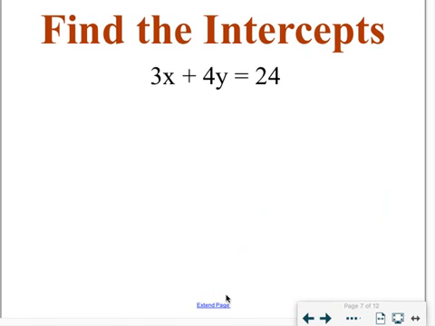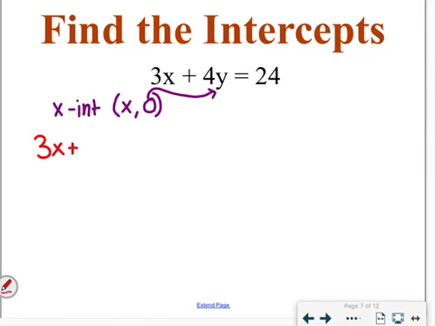Next thing we have to cover is how to find the intercepts of an equation. So we have 3x plus 4y is equal to 24. If you recall from a couple slides ago, to find our x-intercept, we are looking for a point that has an x value, comma 0. So what that means we can do is plug that 0 in the place of y in the equation. So I'm going to have 3x plus 4 times 0 gives me 0 is equal to 24.